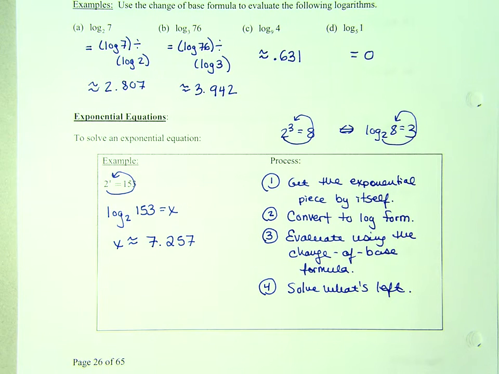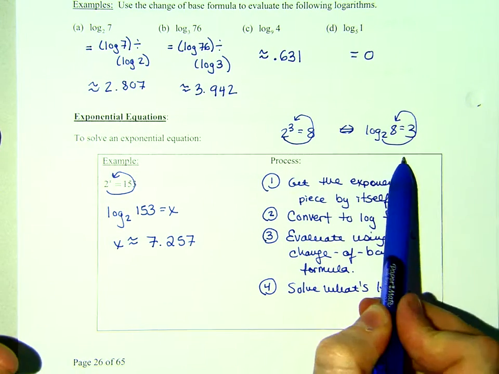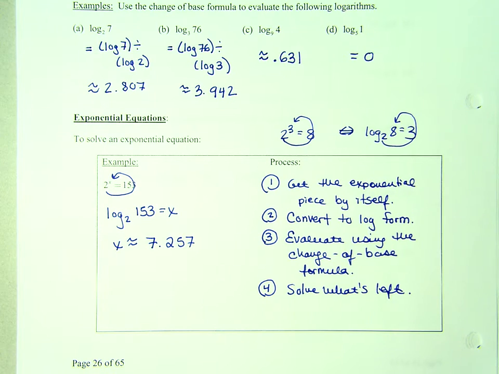The really important part is that converting part. It's in exponential form. I want to write it in log form. That's how I get variables out of powers.